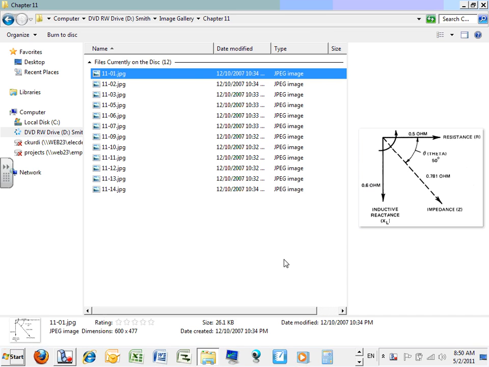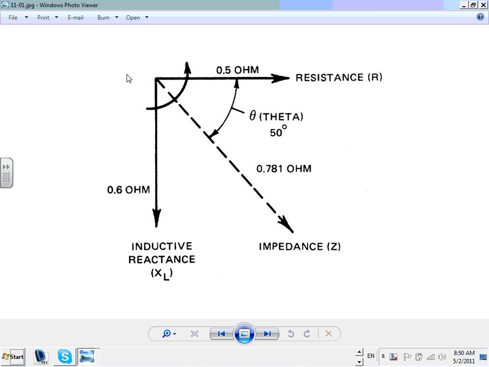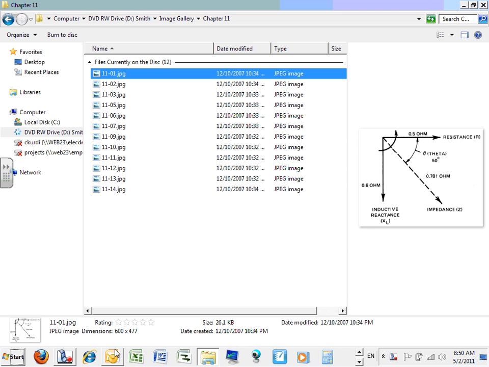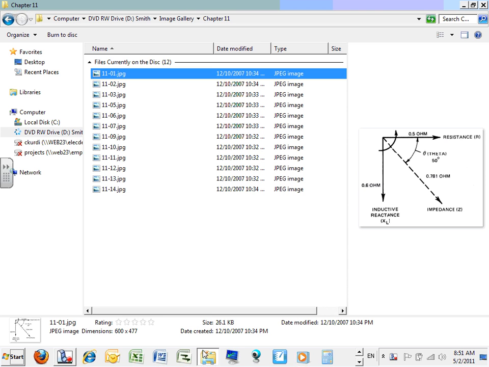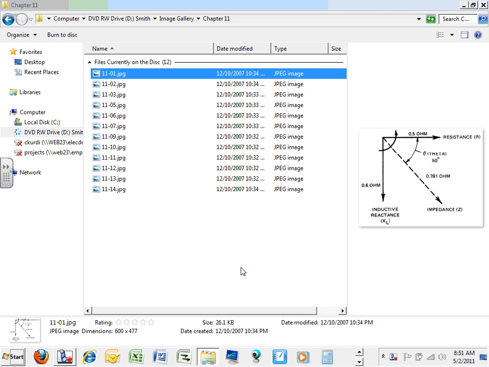So let's go to chapter 11. Chapter 11, guys, talk about capacitor sizing. I'm going to go over a few things. Basics. This is where we are. As you guys know, let's just set our stage here.